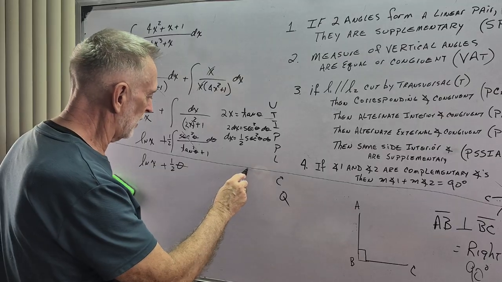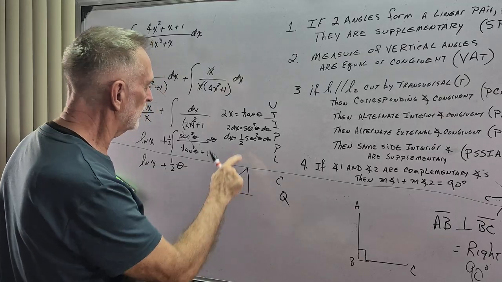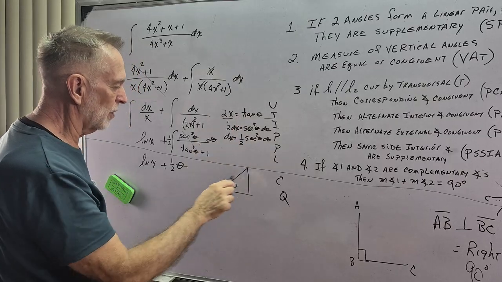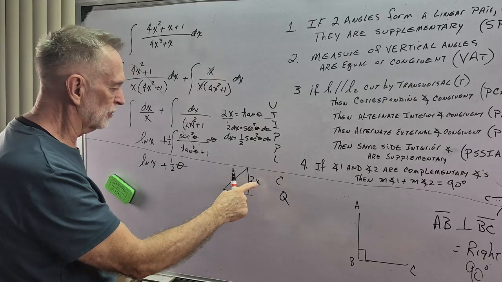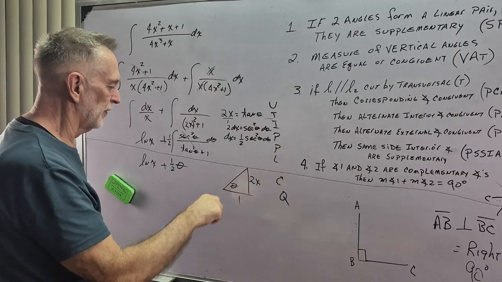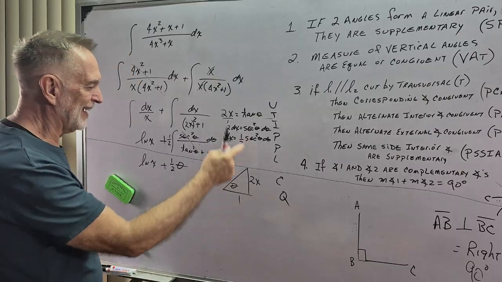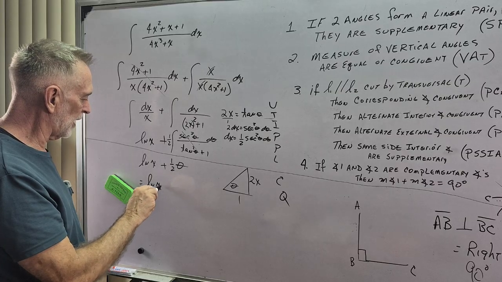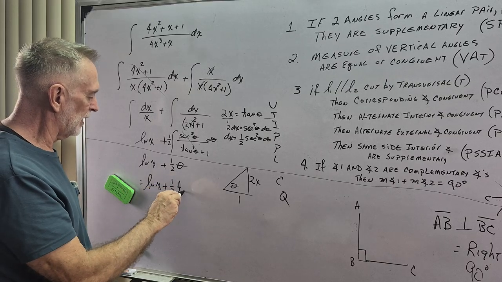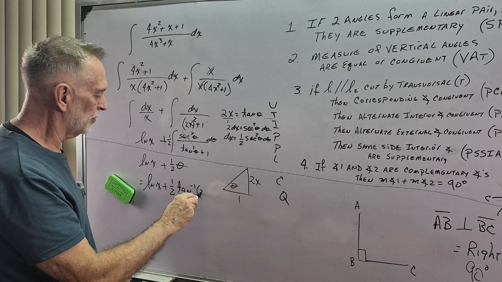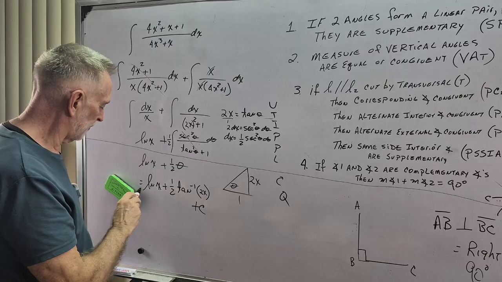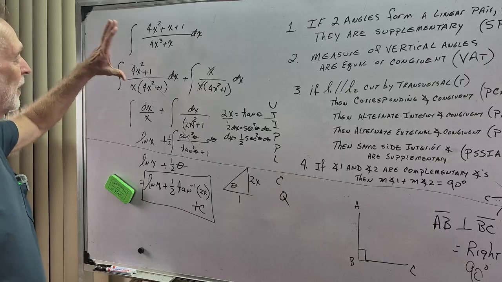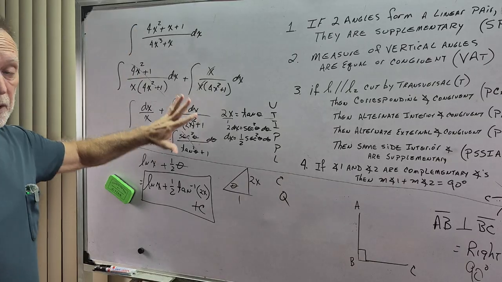All right, let's draw our triangle. There's theta. And we said 2x is tangent theta, so that's 2x over 1, right? 2x over 1 is tangent, so opposite over adjacent. So theta then would be tangent inverse of 2x. So all of this equals natural log x plus 1/2 tangent inverse 2x plus c. And that would be how I would manipulate that problem to make it simpler.